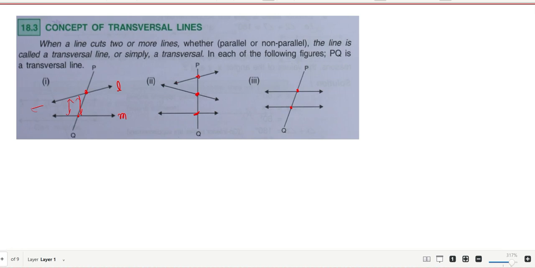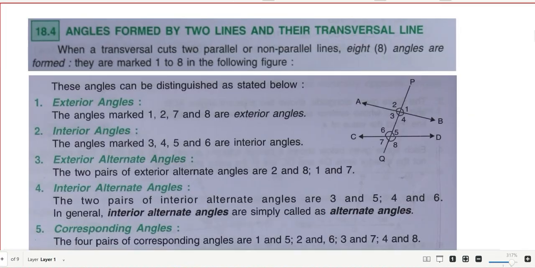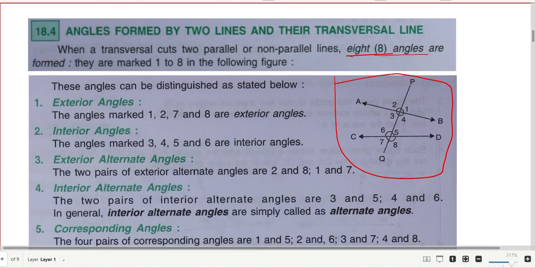Now let us see the types of angles formed by the transversal. When a transversal intersects or cuts two parallel lines or non-parallel lines, it forms eight angles. How many angles does it form? It forms eight angles. They are marked as 1 to 8. In this diagram, we have taken two lines, AB and CD. These two lines are intersected by the transversal PQ. So this transversal makes four angles on each line. Therefore, entirely we have eight angles, marked as 1, 2, 3, 4, 5, 6, 7, 8.